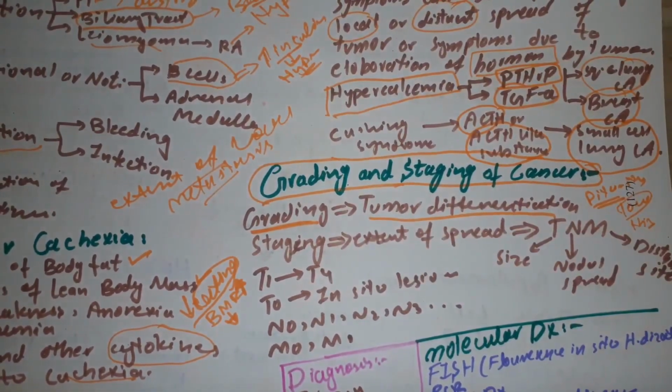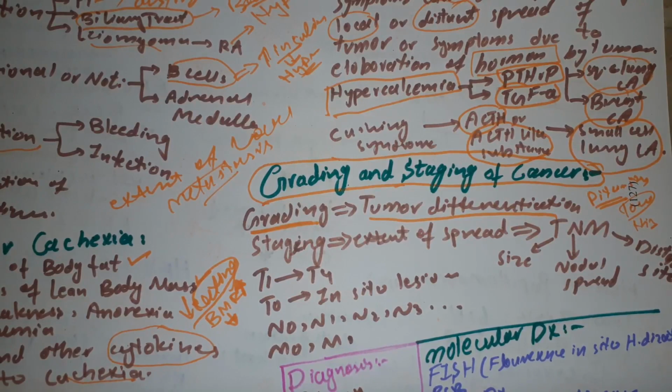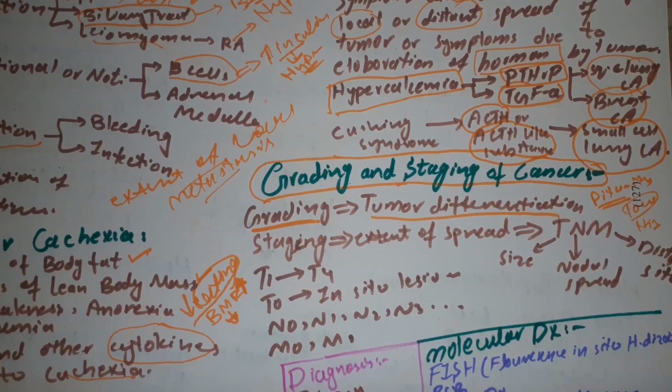So having low grade means high differentiation, and high grade means low differentiation. So tumor having less differentiation is more aggressive, and tumor having more differentiation is comparatively less aggressive. It is basically an inverse response with differentiation. More differentiation, less grade, and less differentiation, more grade.